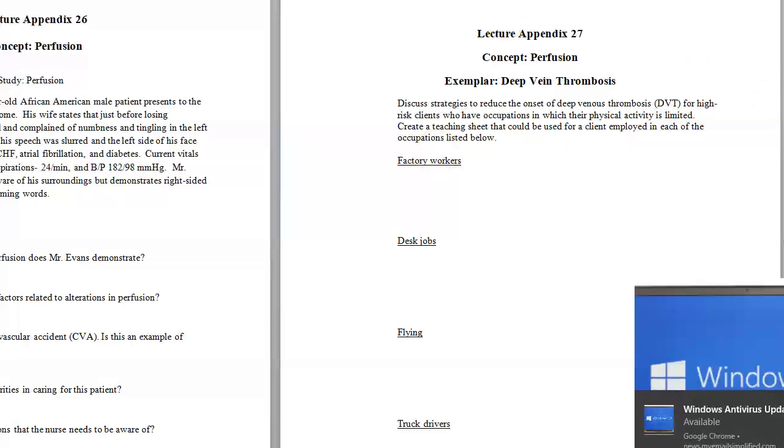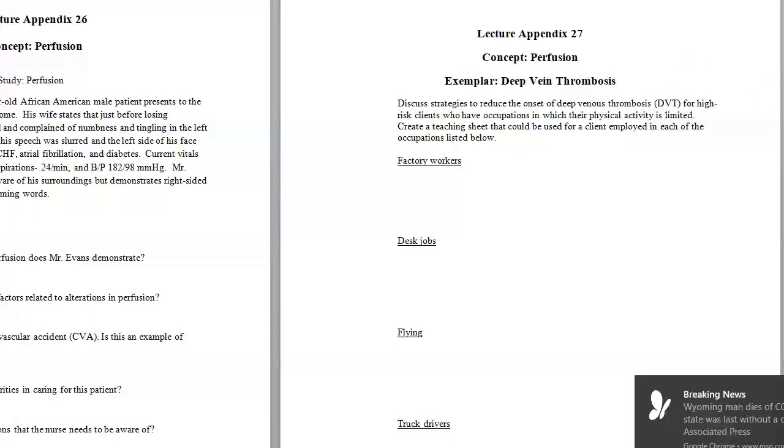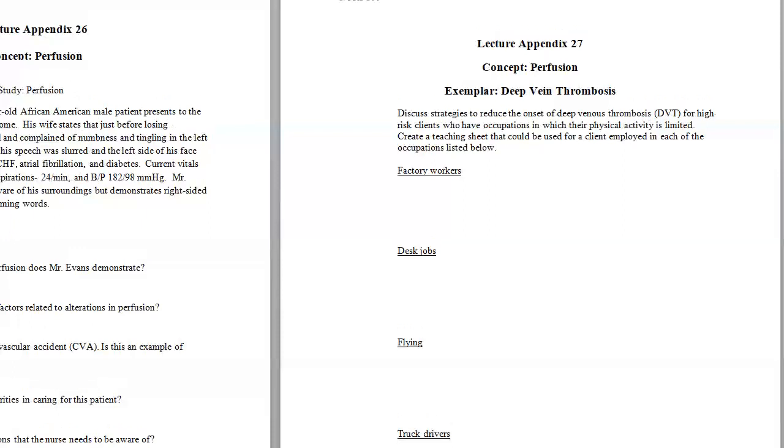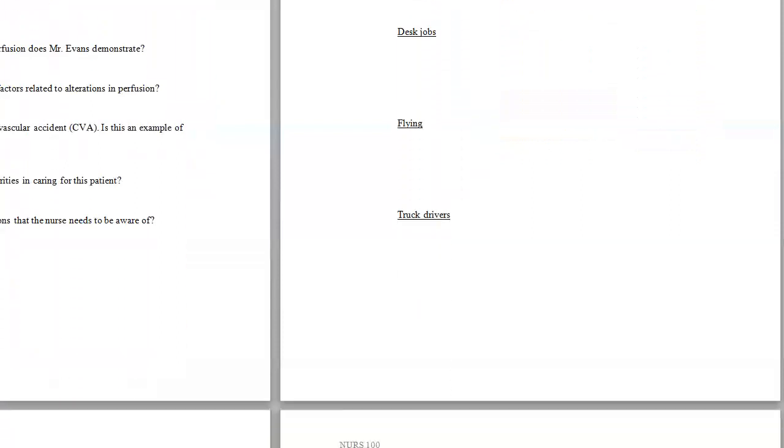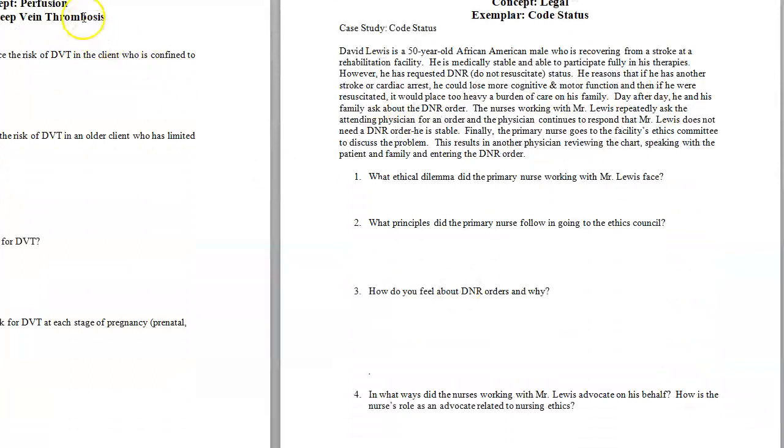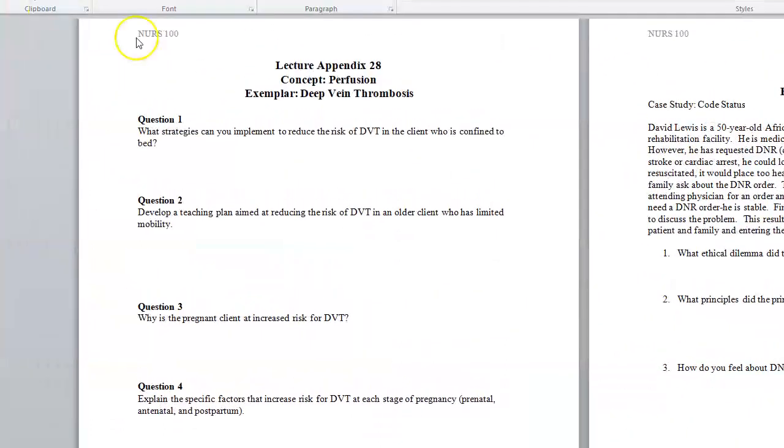And then if we look at the next question and answer sheet on Appendix 28. What strategies can you implement to reduce the risk of DVTs in a patient or a client who is confined to bed? Obviously, we would put them on some kind of anticoagulant prophylactically to prevent the possibility of a DVT from immobility. Again, to try to move the patient every 2 hours, changing their position, and maybe giving them full assistance to get up in a chair as well. And then to encourage active and passive range of motion exercises.